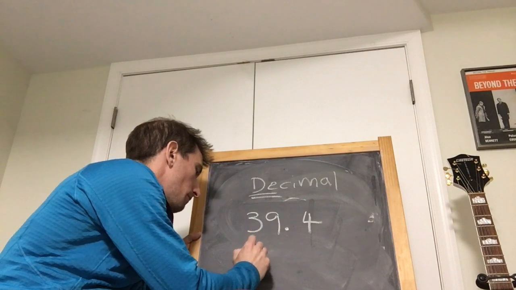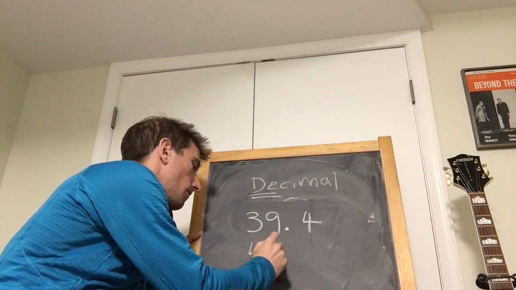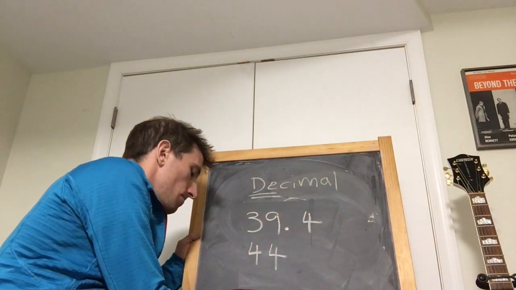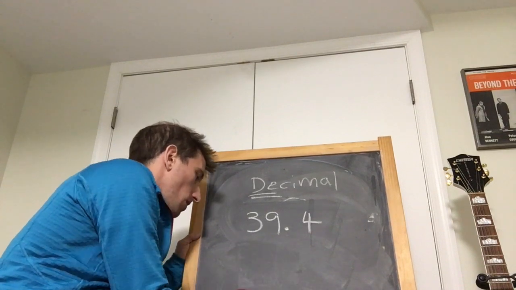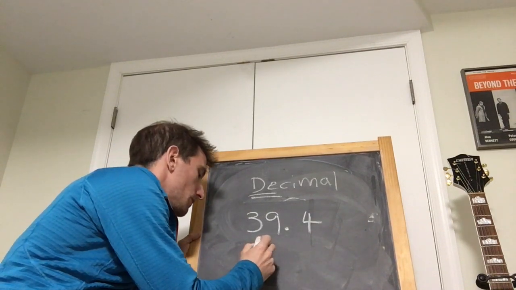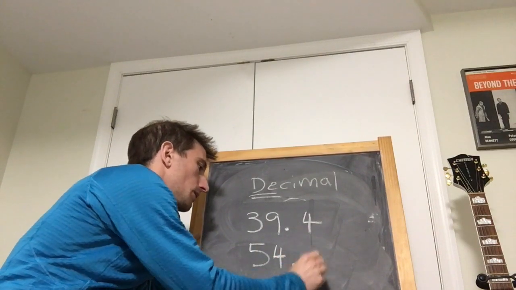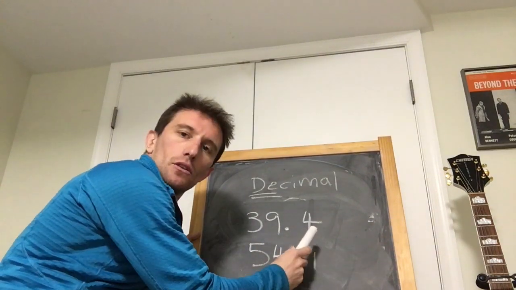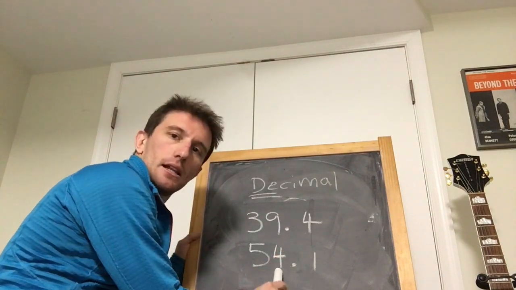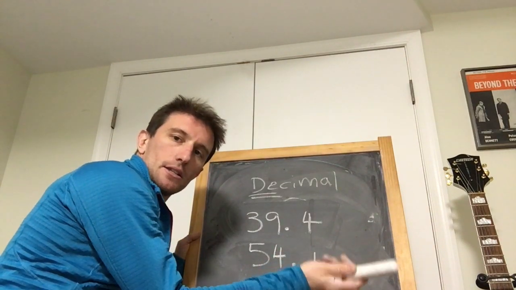In my next number, which is 54 and 1 tenth, you'll notice the 4 has moved from here to here. That means it's worth 10 times more.